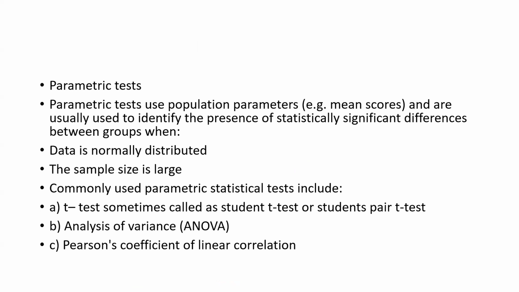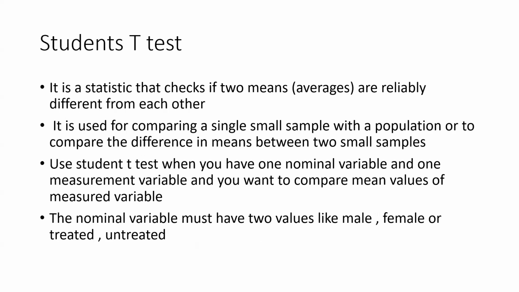Parametric tests use the population parameter and are usually used to identify the presence of a statistically significant difference between groups when data is normally distributed and the sample size is large. Commonly used parametric statistical tests include the t-test, sometimes called the student t-test and student paired t-test, analysis of variance, that is the ANOVA test, and Pearson coefficient of linear correlation.